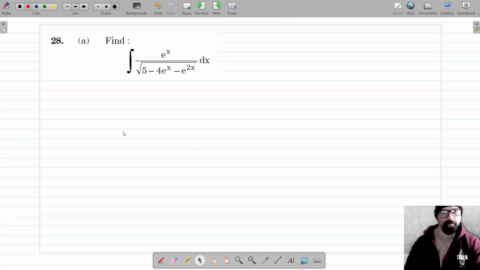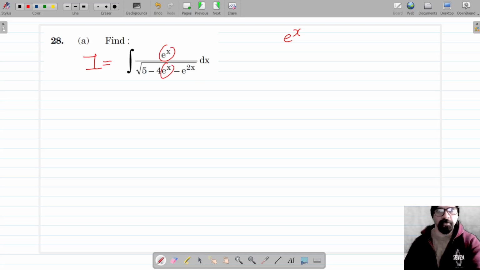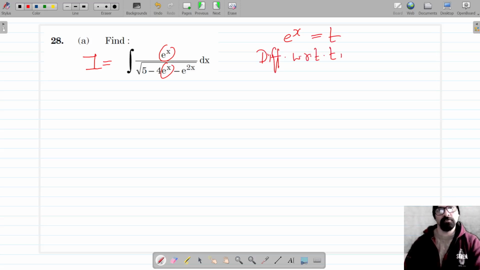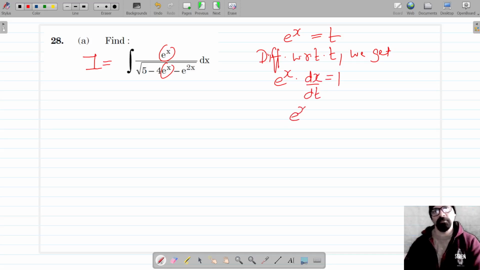Okay, for question number 28, part A, we have to find the integration. Let's say this is integral I, and let's make the substitution here. We are going to replace e raised to x with t and differentiate with respect to t. The differentiation of e raised to x is e raised to x, and dx by dt is 1, which gives me e raised to x dx is equal to dt.